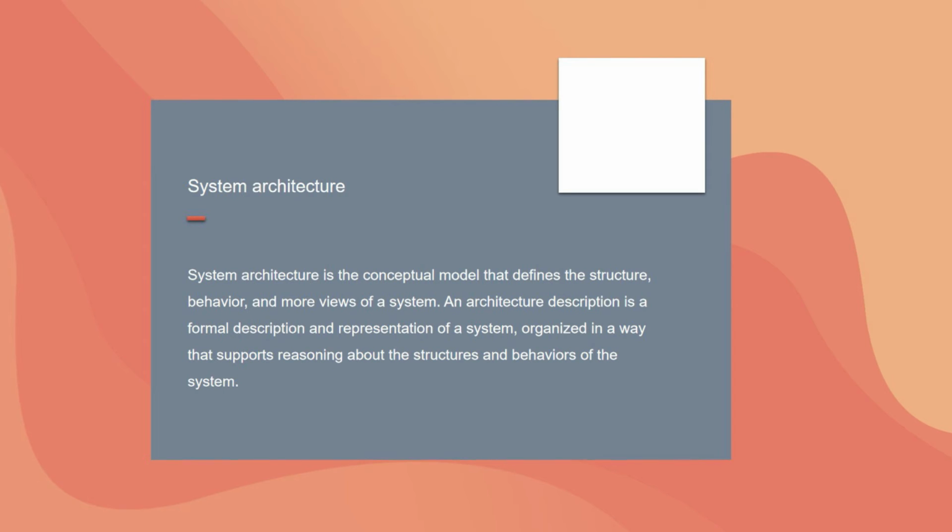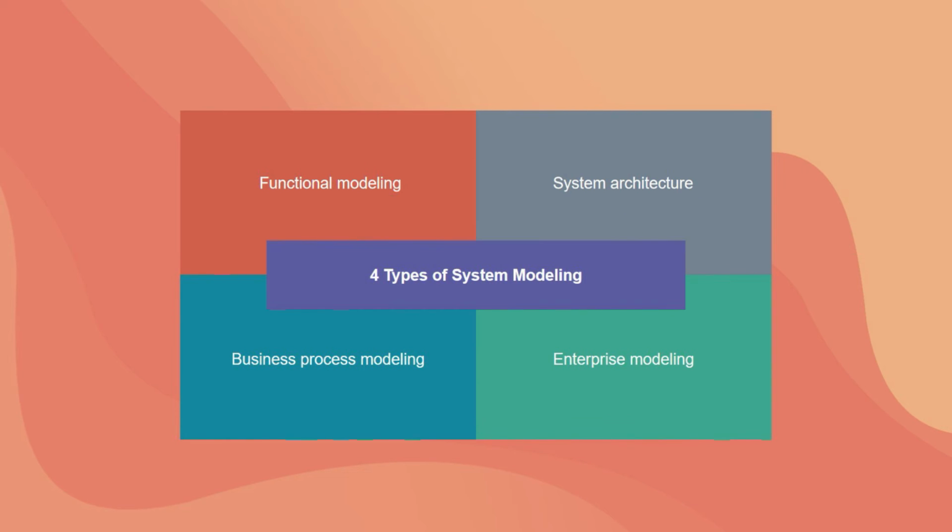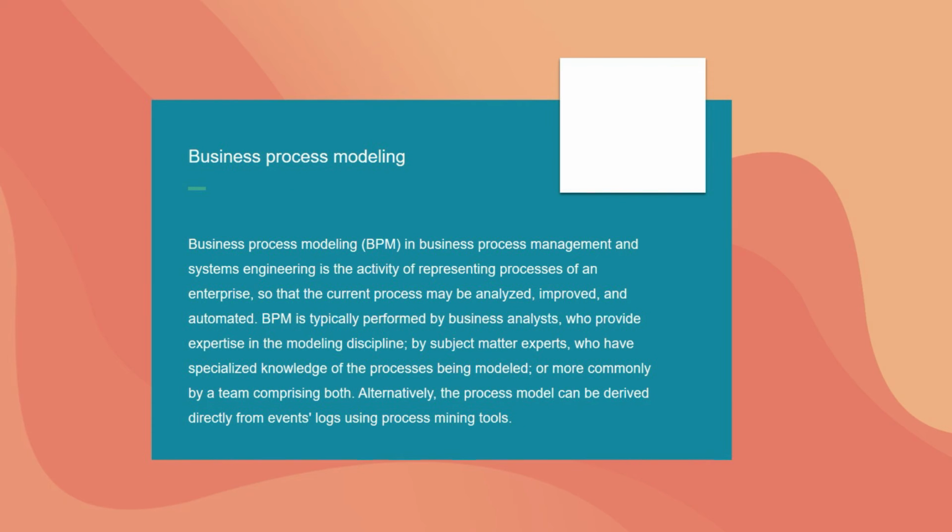Business process modeling. Business process modeling, in business process management and systems engineering, is the activity of representing processes of an enterprise so that the current process may be analyzed, improved, and automated. BPM is typically performed by business analysts who provide expertise in the modeling discipline, by subject matter experts who have specialized knowledge of the processes being modeled, or more commonly by a team comprising both.